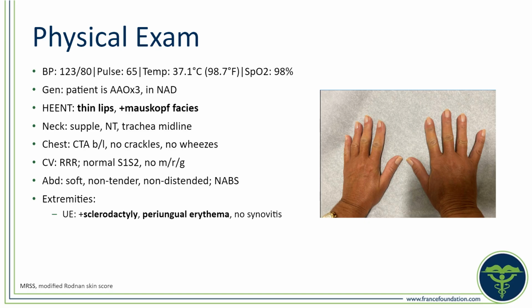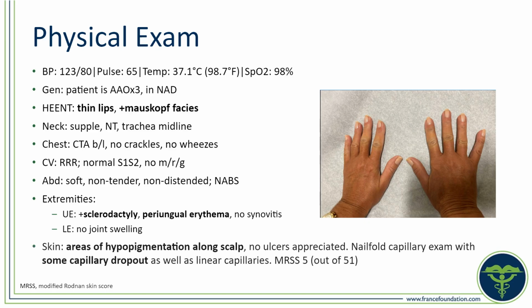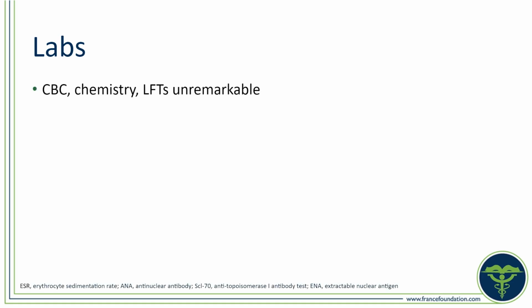There's no evidence of synovitis and no joint swelling in the lower extremities. In terms of her skin exam, she has areas of hypopigmentation along the scalp. There's no evidence of ulcers. On nail fold capillary exam, there's some evidence of capillary dropout as well as linear capillaries. And when we assess her skin score, she has a modified Rodnan skin score of 5 out of a total of 51. In terms of lab workup, she has a normal CBC, a normal chemistry, and liver function tests.